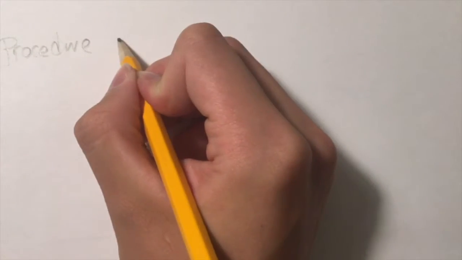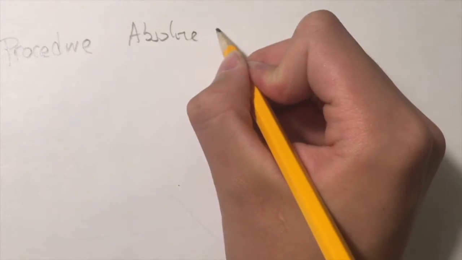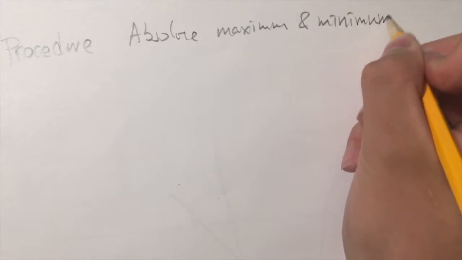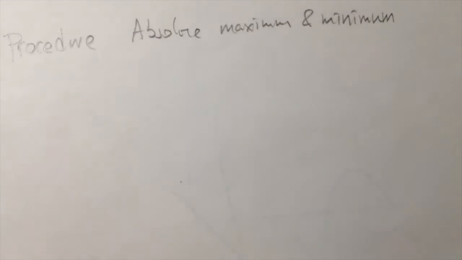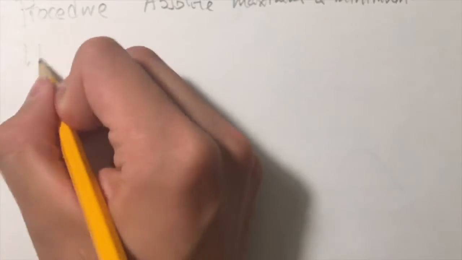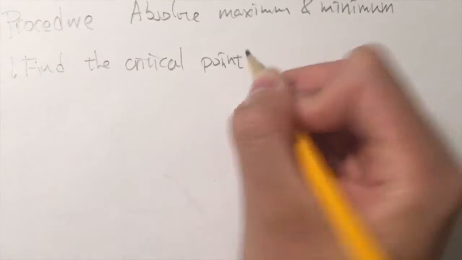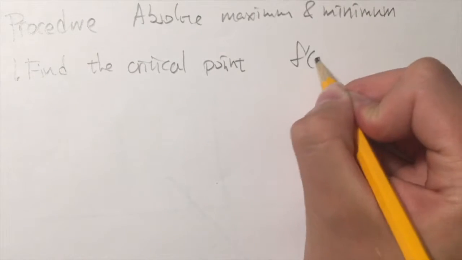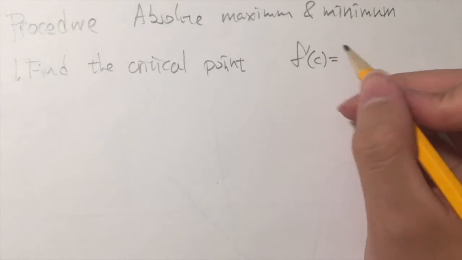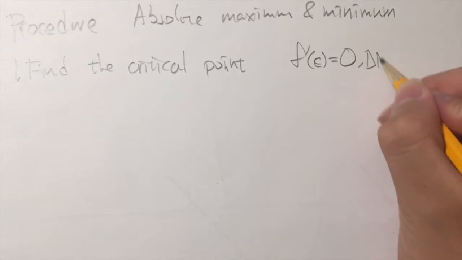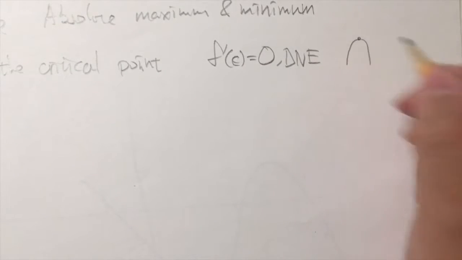Now to sum it all up, we can have a very clear procedure on how to find the absolute maximum and minimum. Alright, first we find the critical points, which we know can either be the points at which the derivative of the function at x equals 0 or does not exist. So it could either be something like this or this.